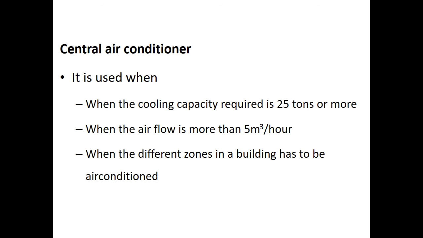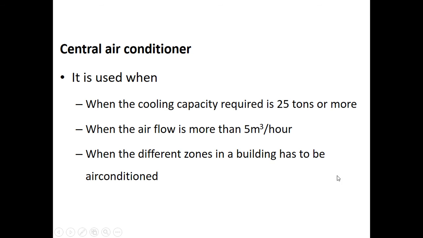In this system, all the components of the system are installed in a separate central room. The conditioned air is distributed through the ducts from the central room to the various rooms to be air conditioned. There is a central room where all the equipment is installed, and from the central room it distributes this conditioned air to all such rooms.